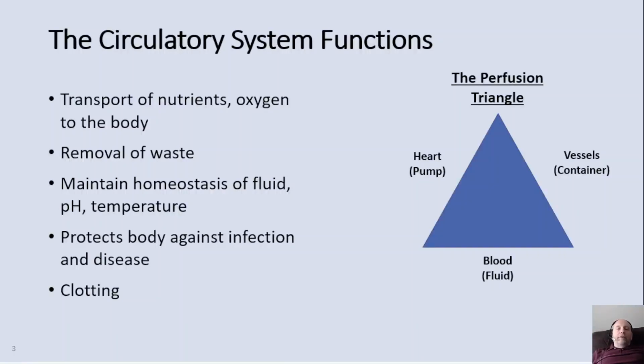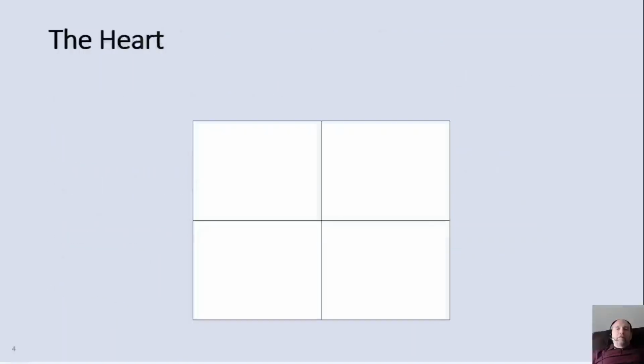To maintain adequate perfusion, the circulatory system must have its three components working properly. Number one, the heart, which is the pump. Number two, the blood vessels, which are the container. And number three, the blood, which is the fluid that fills the system. These three components form the perfusion triangle. If any one component malfunctions, the patient runs the risk of going into shock or a state of inadequate tissue perfusion.